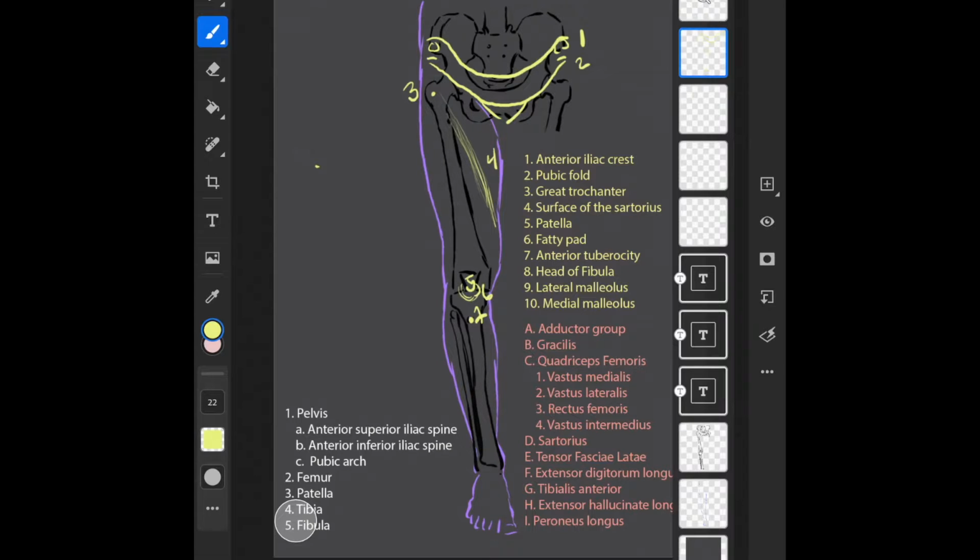Then lined up with the anterior tuberosity, we have a little bump, which is the head of the fibula, number 8. And then working our way down towards the ankles, we have an ankle bone on the inside called the medial malleolus, and an ankle bone on the outside, which is the lateral malleolus. All right, now that we've covered the landmarks, let's talk about our muscle groups.